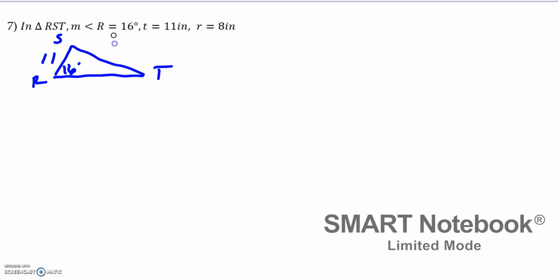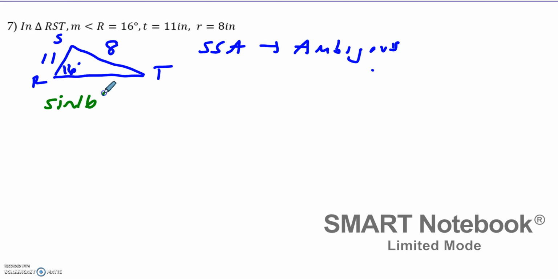So just like last time, at the beginning of the problem, it looks like I have angle, side, side. So again, I have the ambiguous case. So what we need to do is assume that there might be two triangles at the beginning of the problem, because again, we don't know if this angle is acute or obtuse. So let's again start with the law of sines. I know I can apply that because I have an angle right across from a side. So I could do sine of 16 over 8 equals sine of T over 11.